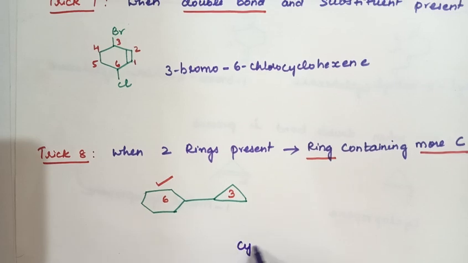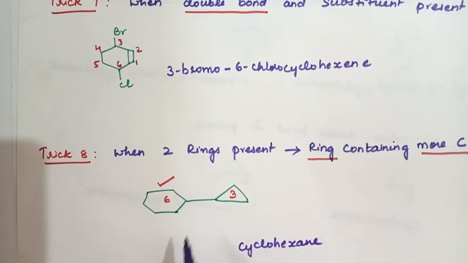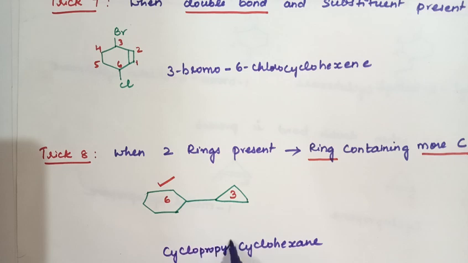So it will be cyclohexane. And here this is a cyclopropyl group. So it becomes cyclopropyl. So cyclopropyl cyclohexane. So this will be the IUPAC nomenclature of this compound. So these are the tricks for whenever a cycloalkane is given, when substituents are there, when a double bond is present, how to write the IUPAC nomenclature.